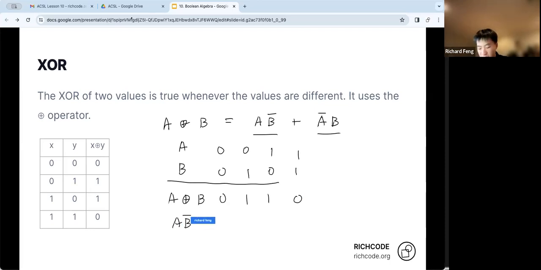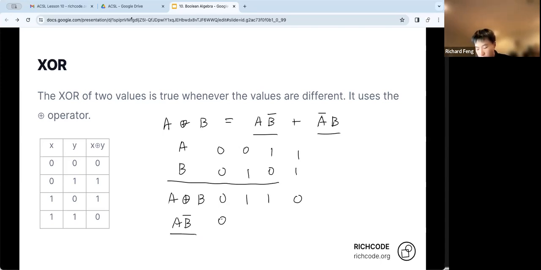So this is A and not B. Okay, so for when A is 0 and B is 0, not B would be 1. So 0 and 1 would be 0. And then for the next one, we're evaluating A and not B for these two values of A and B. So let's first look at not B. Not B, since B is 1, is 0.